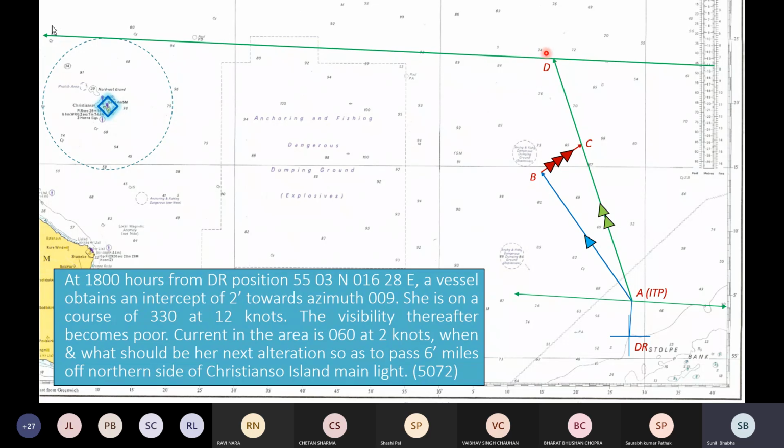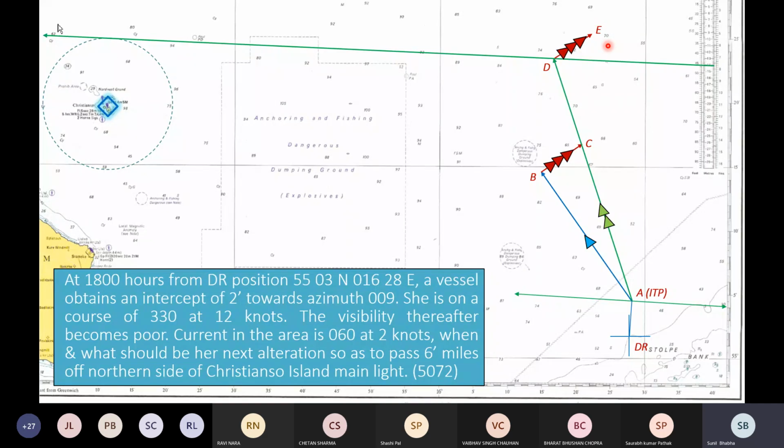For counteracting, I draw my current vector at point D. The current vector remains the same, 060 in 1 hour, a drift of 2 miles. You can see the current vector plotted here now. Let's mark it off with 3 arrows. Let's name the point where the current vector ends as Echo, E.